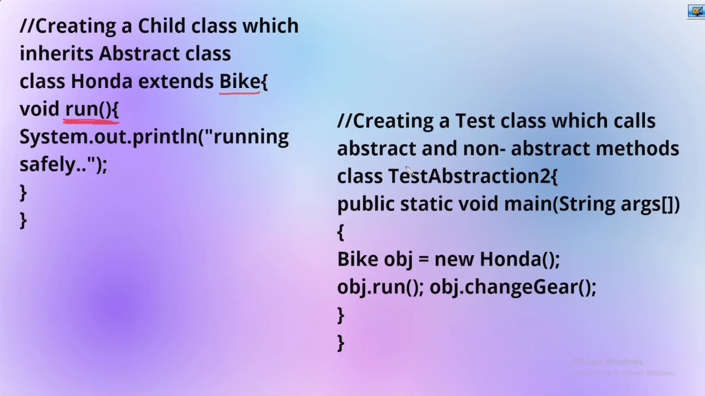Now, if your class has both abstract and non-abstract methods, then you are going to call obj.run, and for the one which has the content, you are just going to give the output for that also. So these are the two different ways you can call your abstract and non-abstract methods.